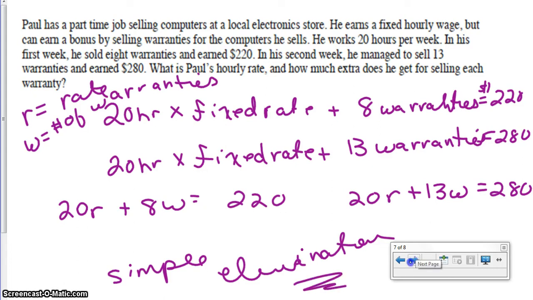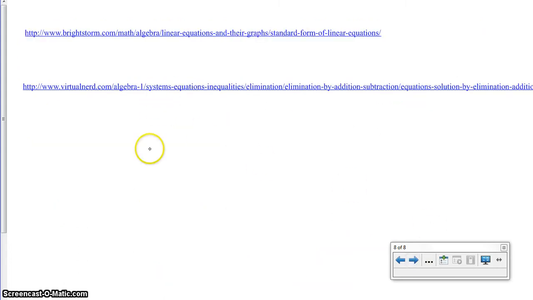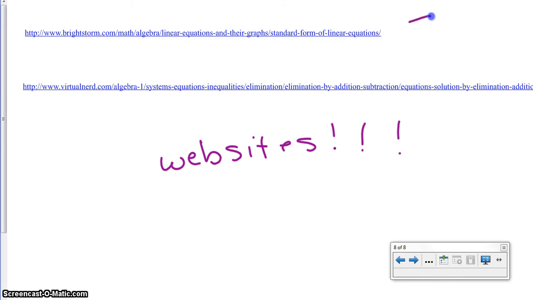All right. So, finally, pause the tape and take a look at these websites. These websites are excellent if you want to talk about standard form of linear equations and solving by elimination.